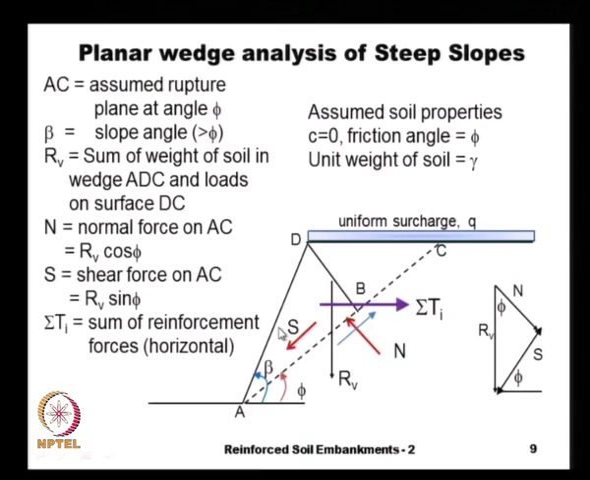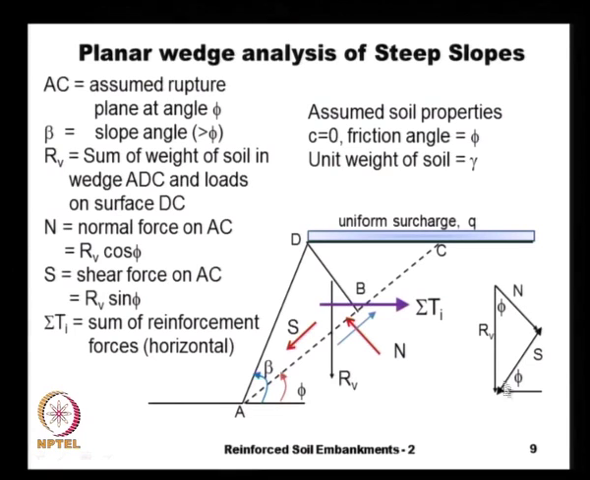And let us say that there is a uniform surcharge of q, and the failure is happening along the surface AC, and let us assume that our cohesive strength c is 0, and the friction angle is phi, and the unit weight of the soil is gamma, and AC is the assumed rupture plane at the angle of phi, and beta is the slope angle, and beta is much greater than phi, and RV is the sum of the weight of the soil within this wedge ADC and the loads acting on the surface DC, and N is the normal force on AC, that is simply RV times cosine phi.